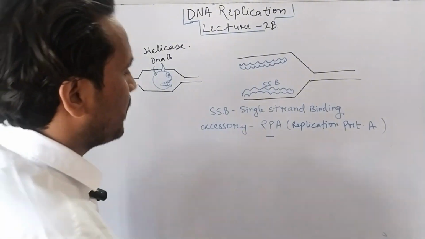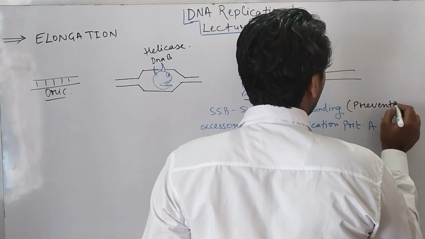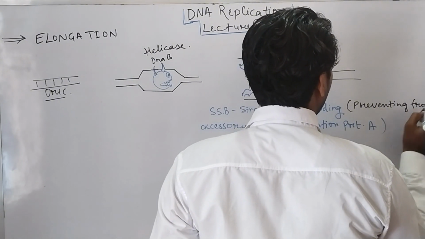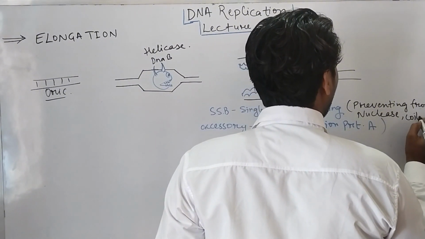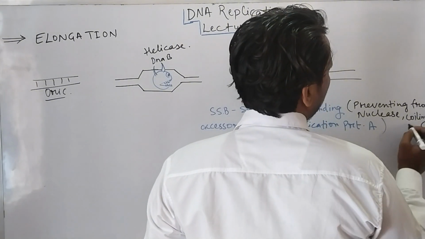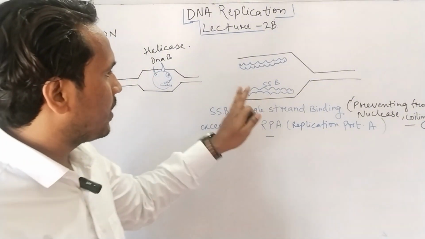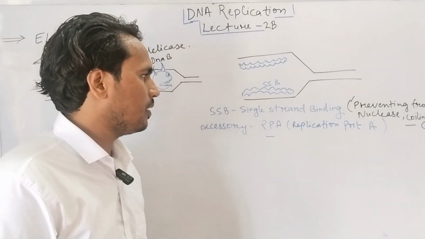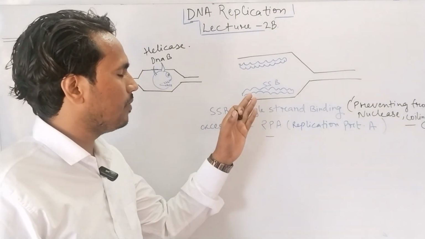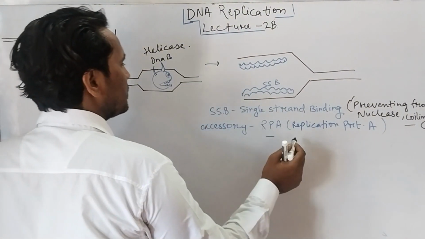What is it doing? It is preventing nuclease activity as well as coiling. So it is a coiling written here. Please note it down. So you made this SSB, and then you found RPA, replication protein A, which is involved in mediating this single stranded binding protein. Okay. Now what is next?